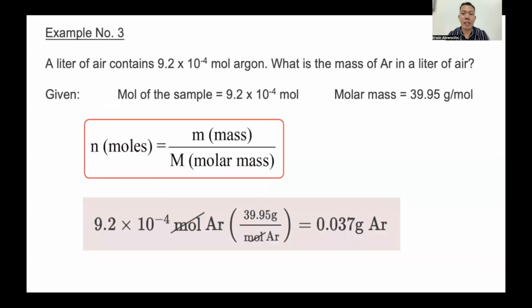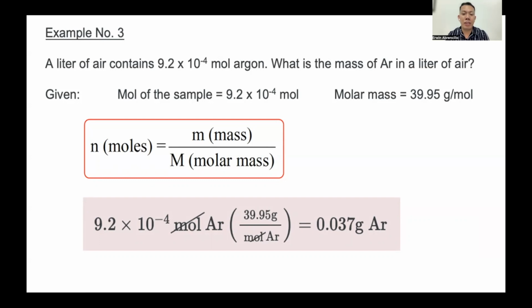Let's now proceed to the third example. A liter of air contains 9.2 times 10 to the negative 4 mole of argon. The symbol for argon is Ar. What is the mass of Ar in a liter of air? So with that, we can write the given. The given is the number of moles of the sample, which is 9.2 times 10 to the negative 4. Meanwhile, the molar mass of argon is 39.95 gram per mole.